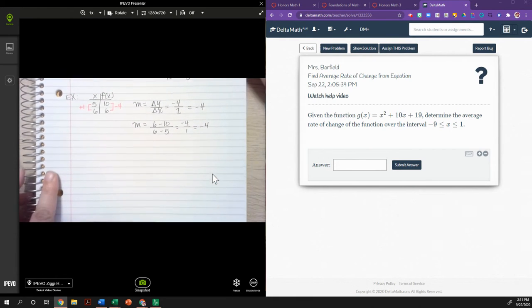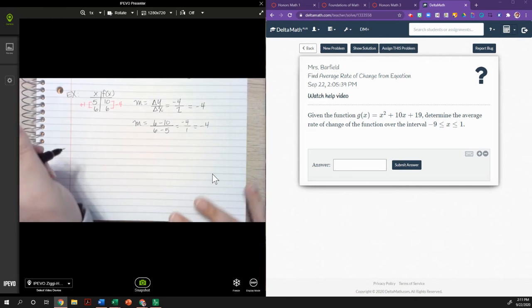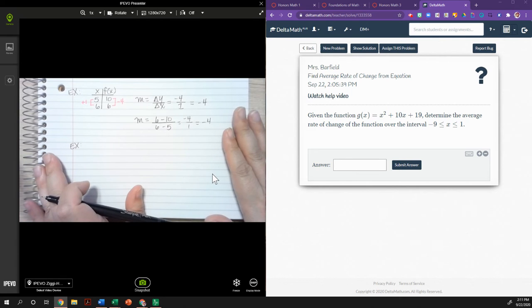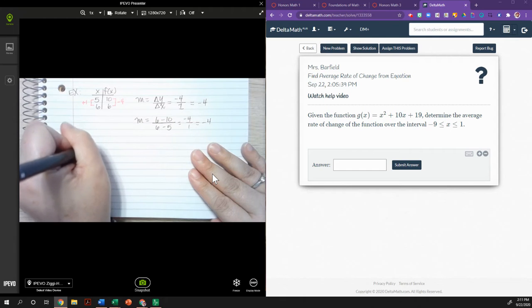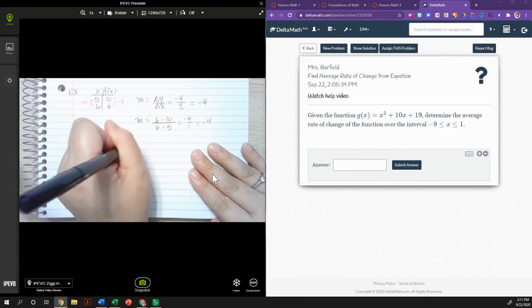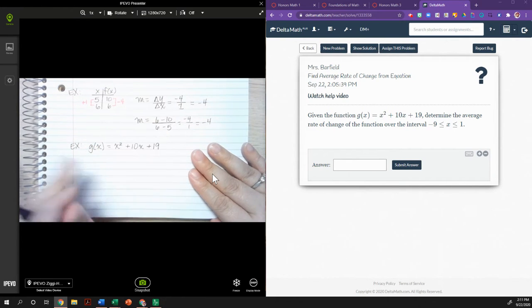So if I slide this down, it says, given the function g of x equals x squared plus 10x plus 19, determine the average rate of change of the function over the interval -9 to 1. Because I'm not given a table, I have to do a little bit of work, because I have to use the equation that they gave me. So I have x squared plus 10x plus 19.